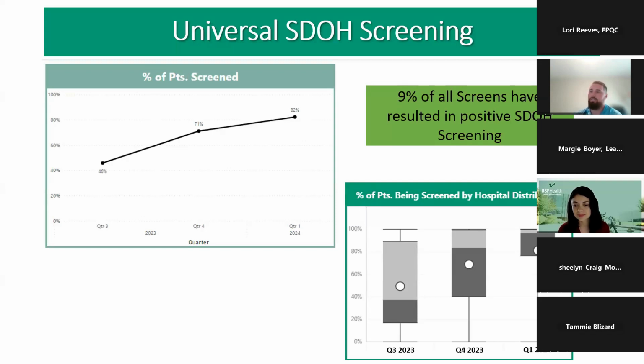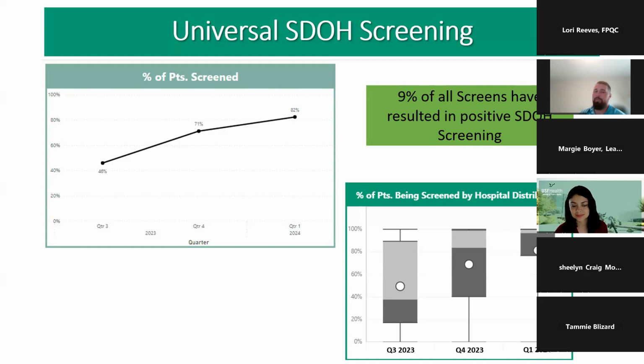If you look in the third quarter of 2023, when we started, we were at 46% of all of our patients being screened. You see, we've had a pretty big increase, over 30% into quarter one of 2024, where we now have 82% of all of our patients in our MFC hospitals being screened for social determinants of health.